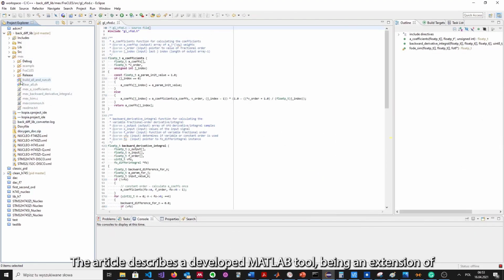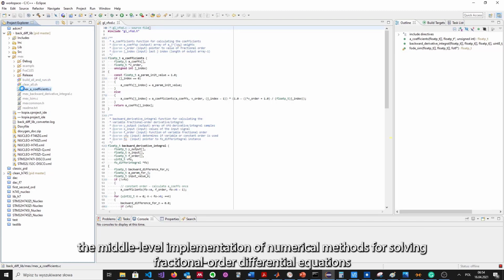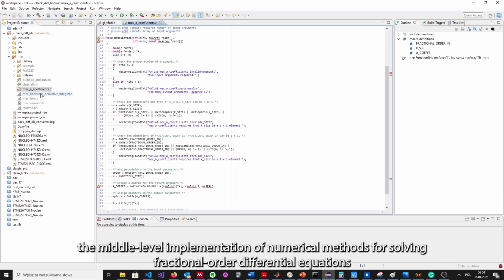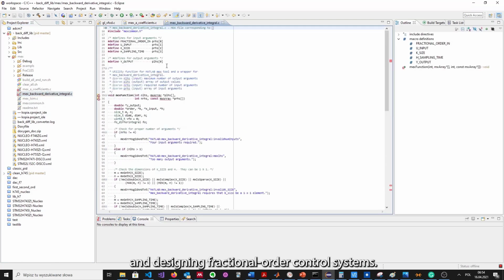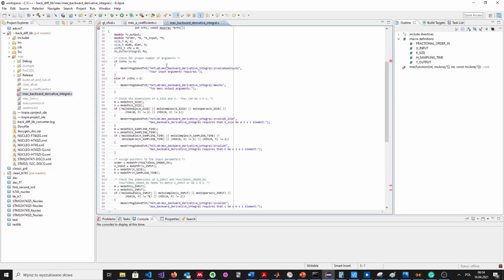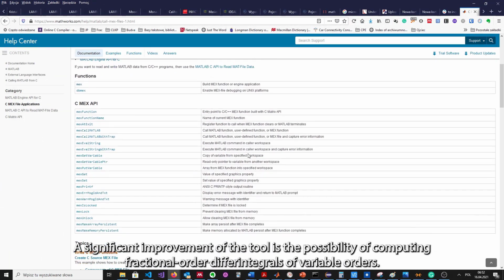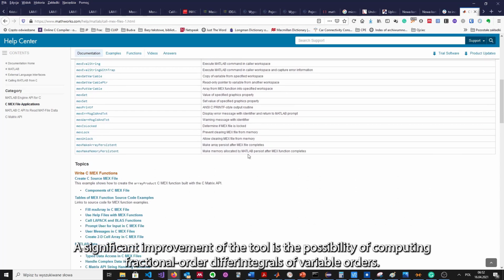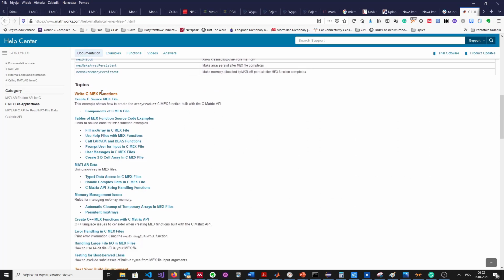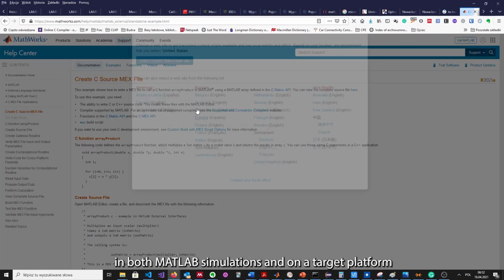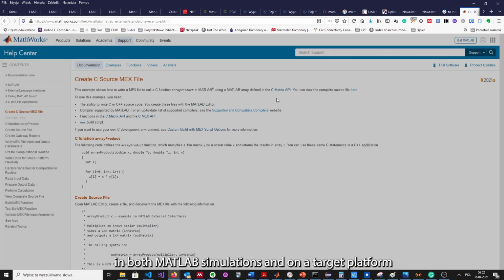The article describes a developed MATLAB tool being an extension of the middle-level implementation of numerical methods for solving fractional order differential equations and designing fractional order control systems. A significant improvement of the tool is the possibility of computing fractional order differential integrals of variable orders. Another advantage of the proposed solution is reusability of the same code used in both MATLAB simulations and on the target platform.